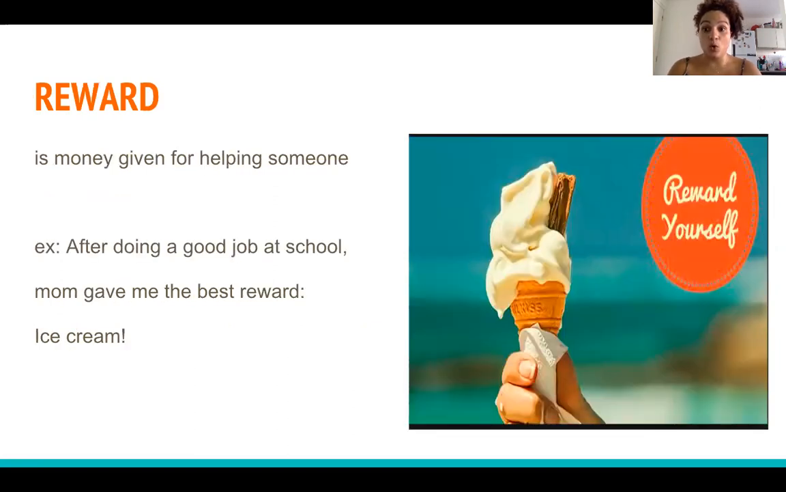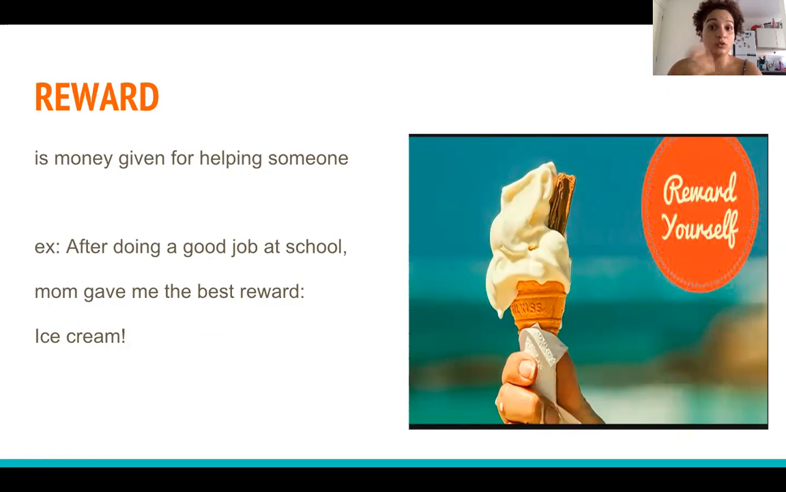Next word, reward. Repeat, reward. You gamers, I'm sure you know this word. Reward is money or any other prizes given for helping someone. So for example, sometimes we're playing a game and you get a reward.